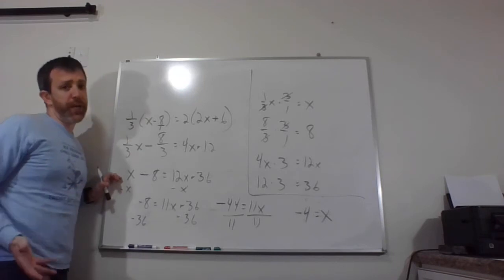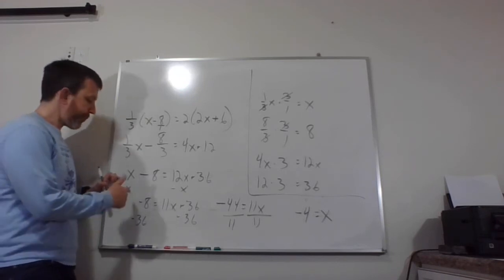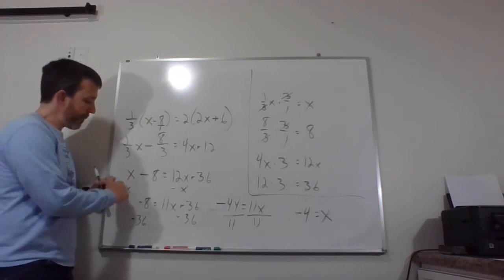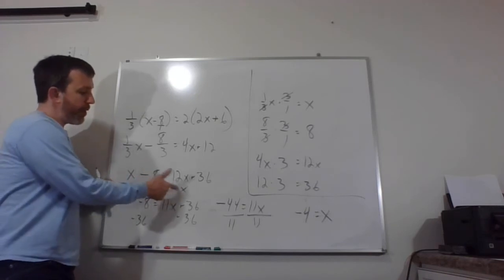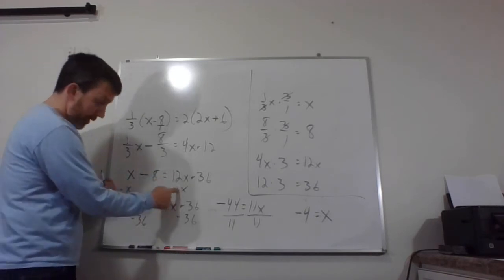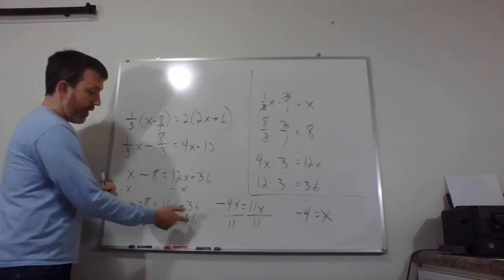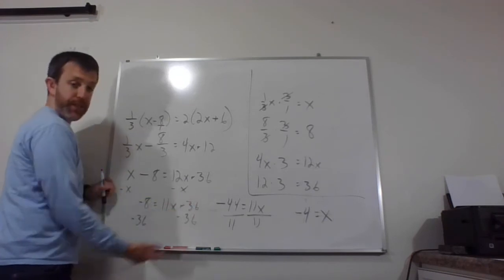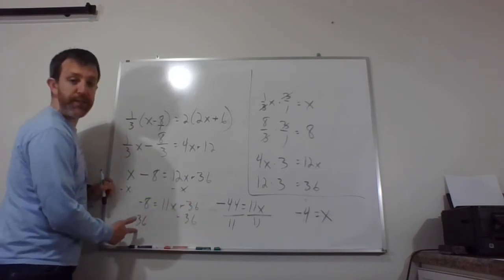And now it looks way nicer, right? No fractions. So I subtracted the x. X minus x makes it disappear. 12x minus x, that's subtracting 1x, so we get 11x. Then I had to get rid of the 36, so I subtracted 36 from both sides.